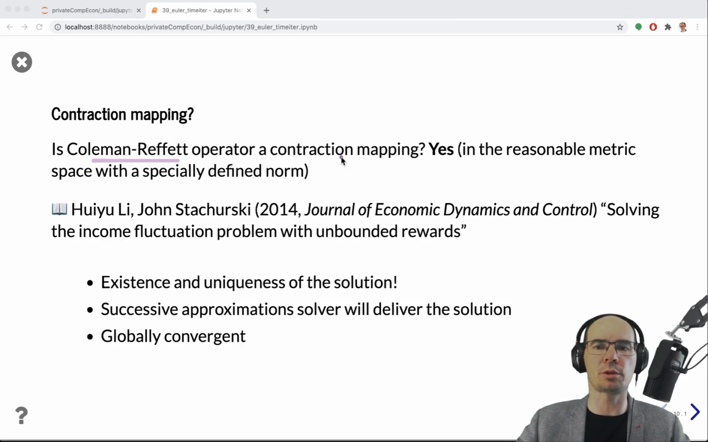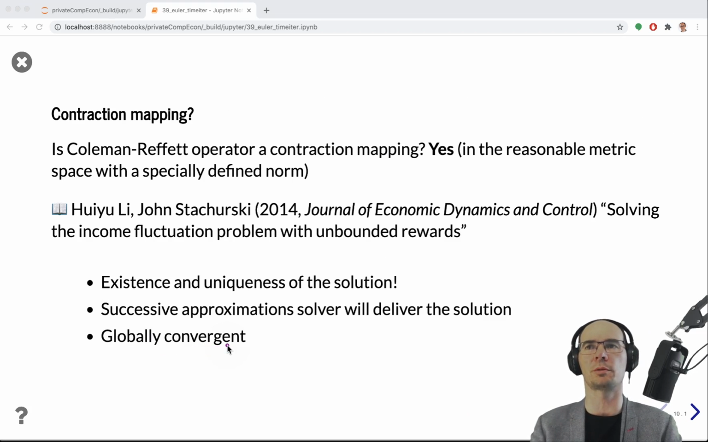So the Coleman-Reffett operator is a contraction mapping, as shown by Li and Stachurski in 2014 in the Journal of Economic Dynamics and Control. They're looking at a more general problem, actually, than the ones that we've been dealing with. They are specifically looking at the unbounded rewards problem. And they come up with a reasonable metric space, as in a particular norm, under which this operator is indeed a contraction mapping. And that's great, right? Because that establishes the existence and uniqueness of the solution of the operator. It allows us to apply successive approximations to find that solution. And moreover, this method, which is akin to VFI, the successive approximation, is also globally convergent.